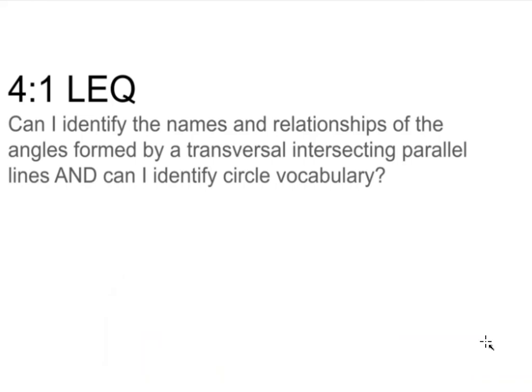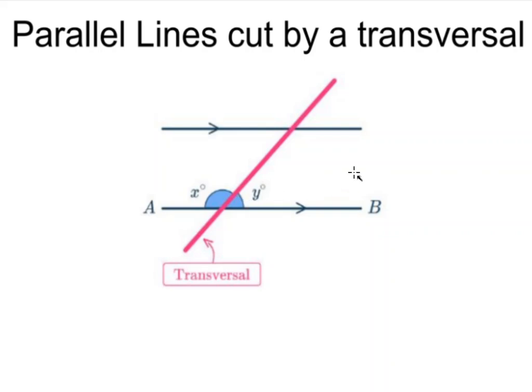Welcome to 4.1's video. Our lesson essential question is, can I identify the names and relationships of the angles formed by a transversal intersecting parallel lines? And can I identify circle vocabulary? So in class, we had done an experiment, an investigation, where we learned about some of the different types of relationships or names of these angles.